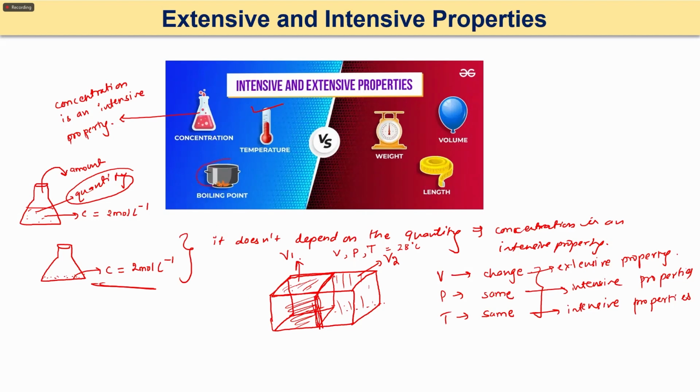Similarly, boiling point. Let's say you have water in this glass. This is your beaker, and in this you have 100 ml water, and this is your 50 ml water. We know that the boiling point of water is 100 degrees Celsius.